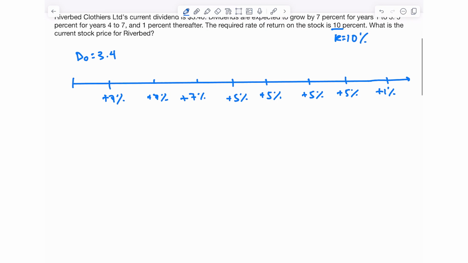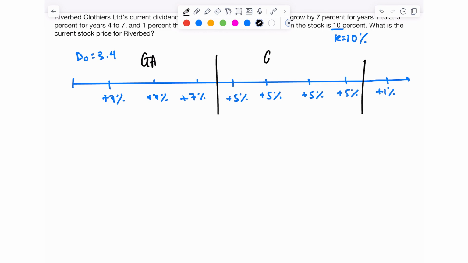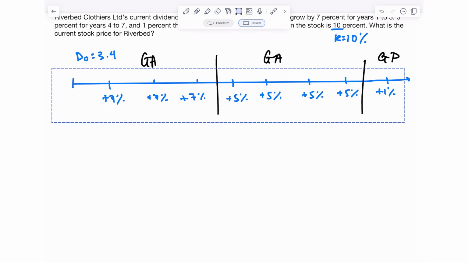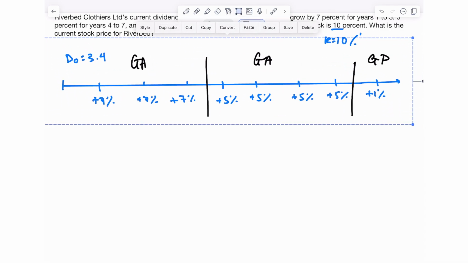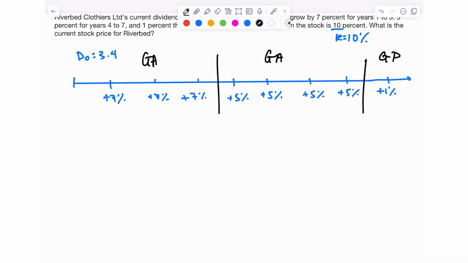Okay, three parts here. So we're going to split it here, here. So we've got two growing annuities, and we've got one growing perpetuity. So, I mean, that's one way to do it. You can do it a few different ways, but this is the way I'm going to do it. With these complex timelines, you always want to have the first payment of each section. So I've highlighted the three payments I'm going to need to solve this question.